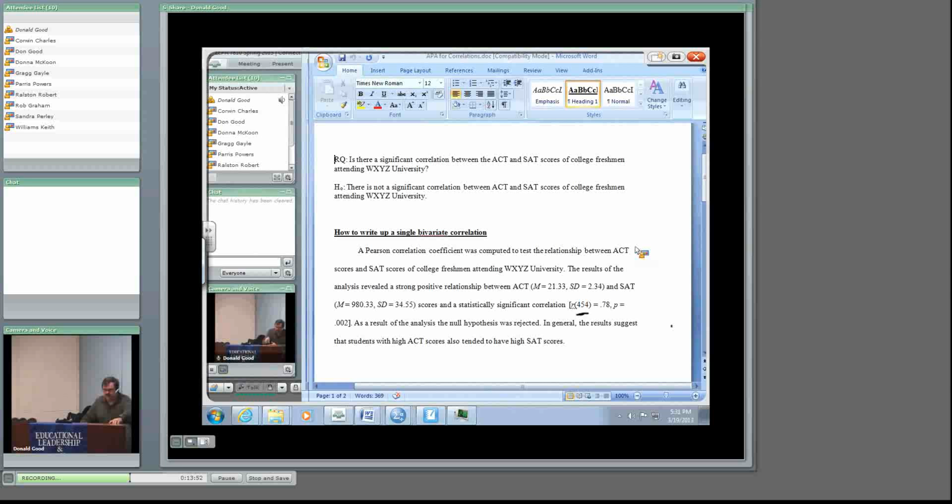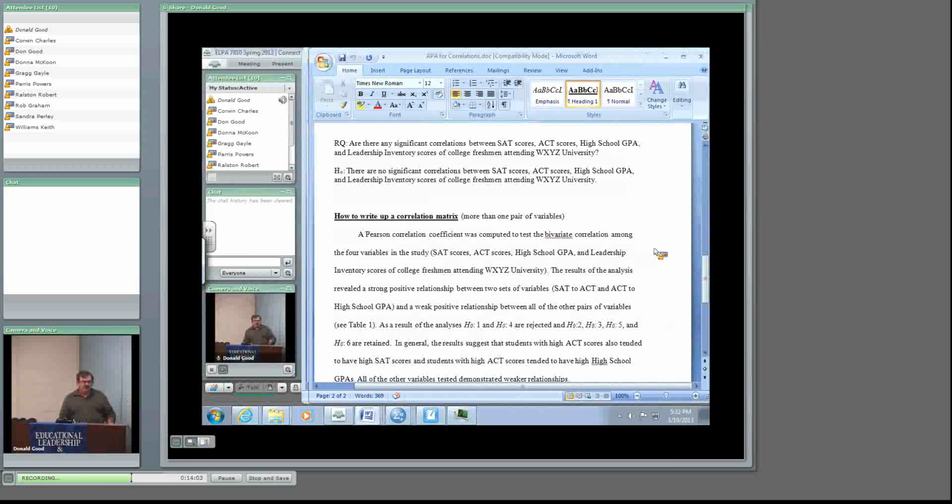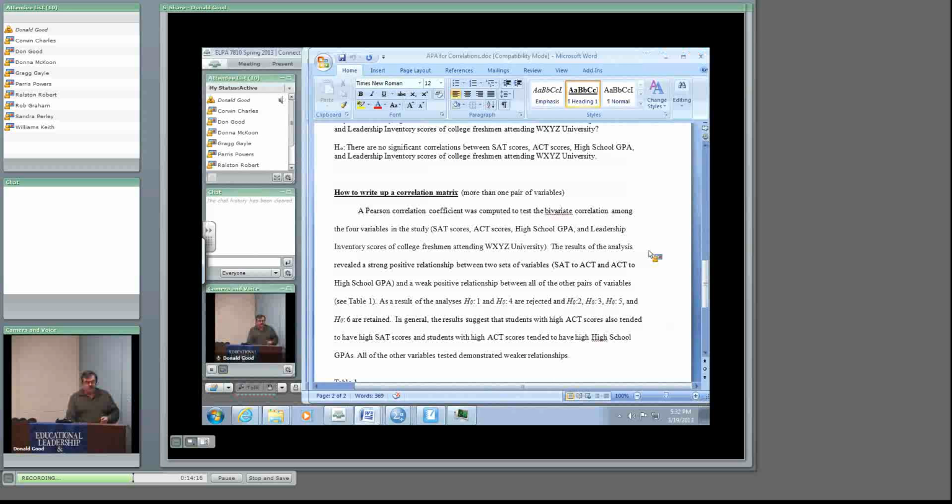Okay. So if you got several, in this case 4, so are there significant correlations between SAT scores, ACT scores, high school GPA, and leadership inventory scores of freshmen attending this university? My null would be there are no significant correlations between same words. A Pearson correlation coefficient was computed to test the bivariate correlation. I probably should say correlations because you got more than one pair. Okay. Among the 4 variables in the study, and I name what the 4 variables are.